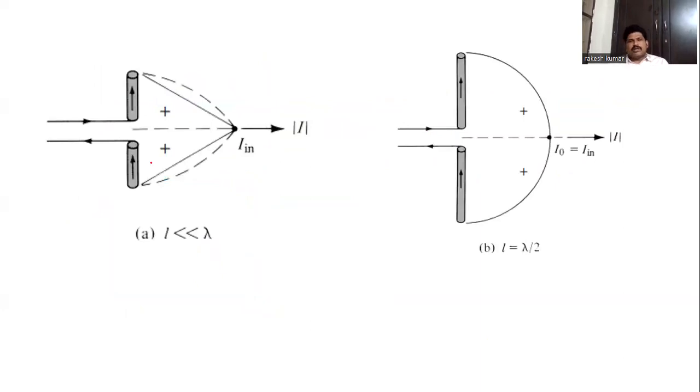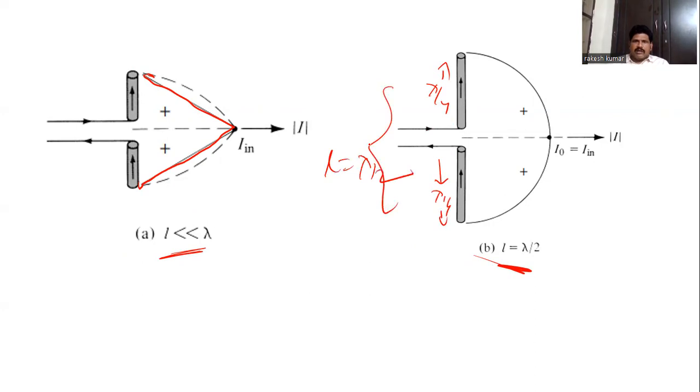So this is the radiation pattern when L is much less than lambda: the radiation pattern is a triangle. For L equal to lambda by 2, you bend your wire: this is lambda by 4 and this is also lambda by 4, so the total length is lambda by 2. From L equal to 0, from here to here is lambda by 4, and from here to here is lambda by 4. So this is the radiation pattern for L equal to lambda by 2.